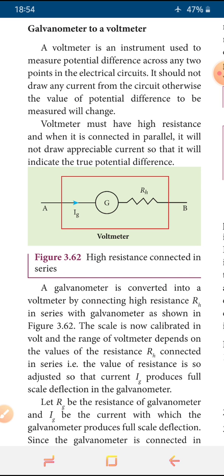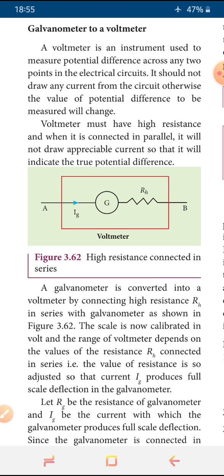Then what is the use of a voltmeter? This voltmeter is used to measure potential difference in the circuit. So when we are measuring the potential difference, this voltmeter should be connected in parallel in that circuit.